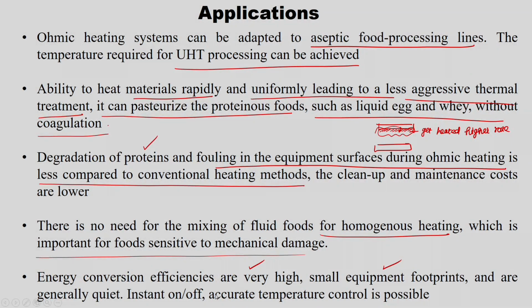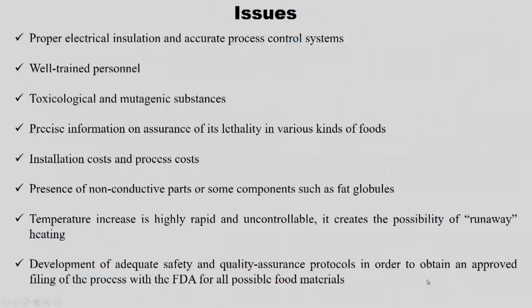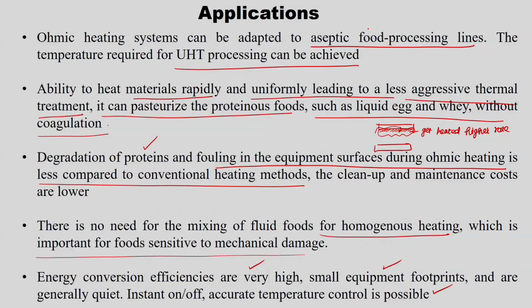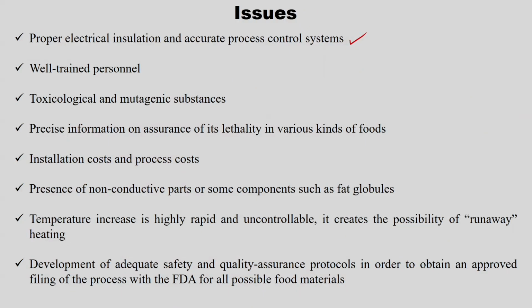So, that can be avoided here, because it is an instant on-off, and the system can also be shut down instantly if any problem occurs. Accurate temperature control is possible using a proper process control system. And issue-wise, we need to take care of proper electrical insulation and an accurate process control system. When I was mentioning this, I told you accurate temperature control is possible only if you use an accurate process control system, and well-trained personnel are needed.